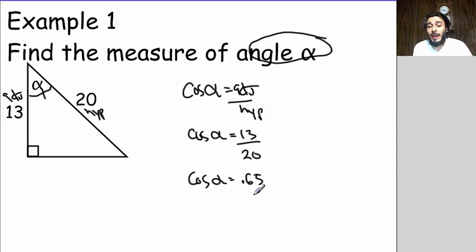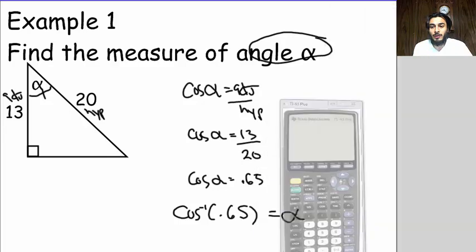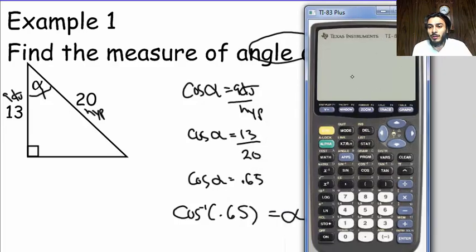And that's something that the calculator can do for me. So I have to do cosine to the -1. That means inverse cosine of 0.65. And doing that, I will get the angle alpha. So I'm just writing it out first, and now I'm going to show you how to do that on the calculator. So on the calculator, you're going to press second cosine and then 0.65.